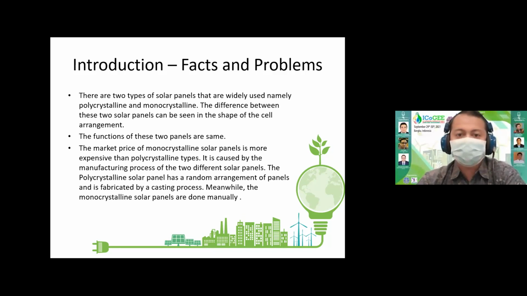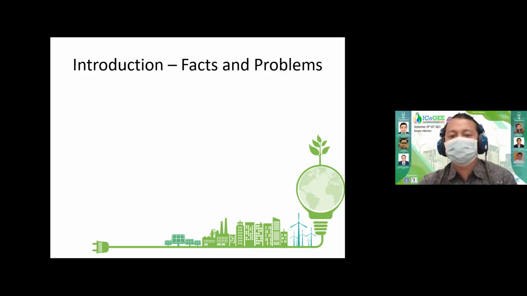The market price of monocrystalline solar panels is more expensive than polycrystalline types. It is caused by the manufacturing process of the two different solar panels. The polycrystalline solar panel has a random arrangement of crystals and is fabricated by a casting process. Meanwhile, the monocrystalline solar panel is done manually.